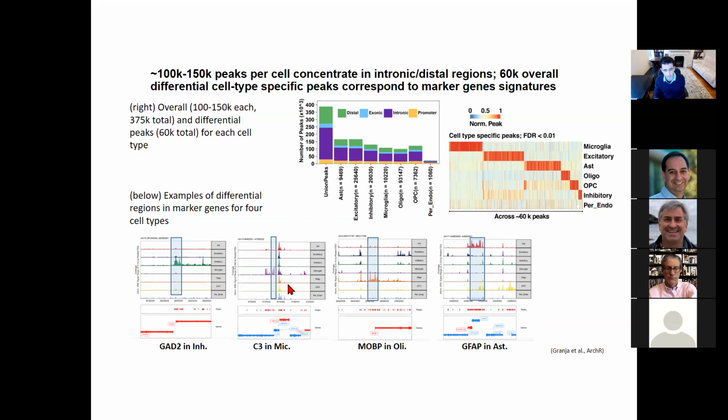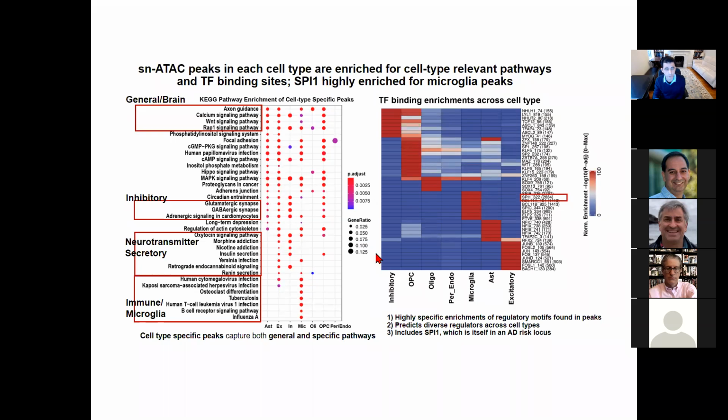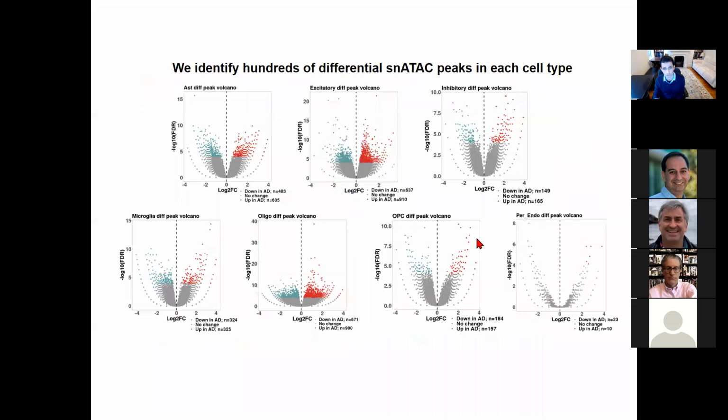And here are some beautiful examples of how cell-type-specific many of these peaks are. Now we can start asking: are these cell-type-specific peaks enriched in specific transcription factors? And again, we find this PU.1 and SPI1 figure that I showed you earlier. We can also find hundreds of differentially accessible peaks from single-nucleus ATAC-seq for each of the cell types.